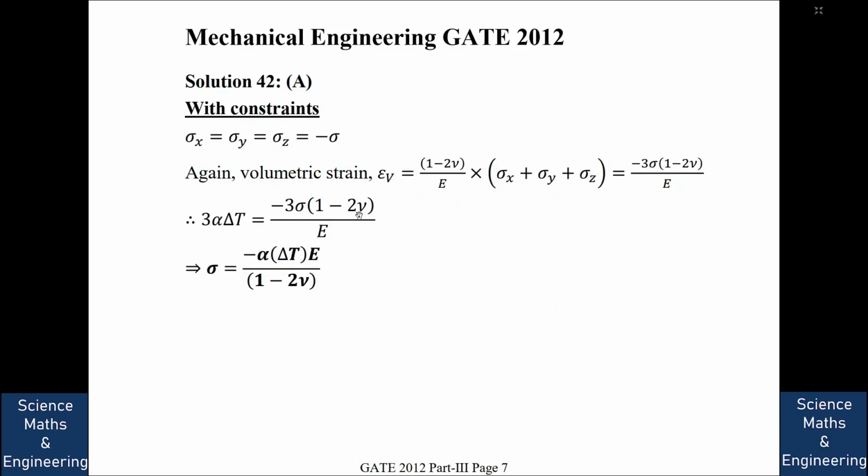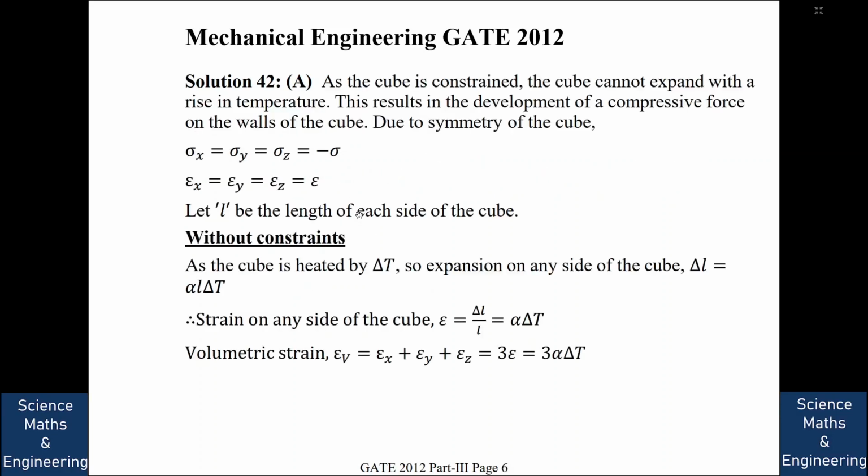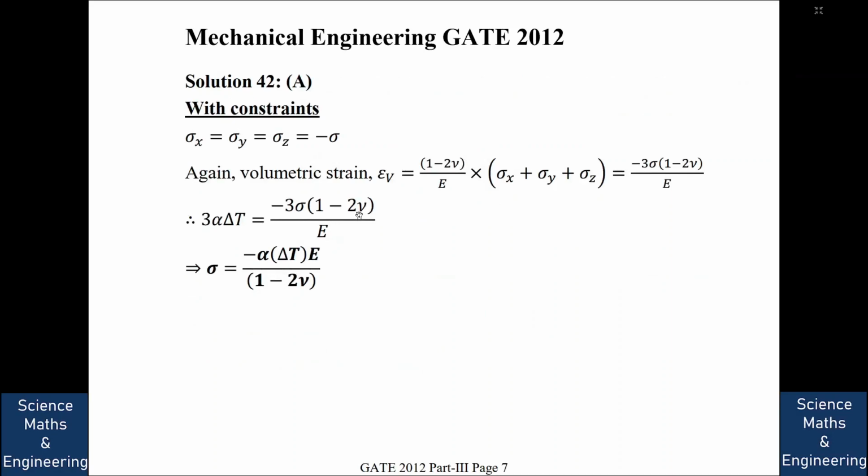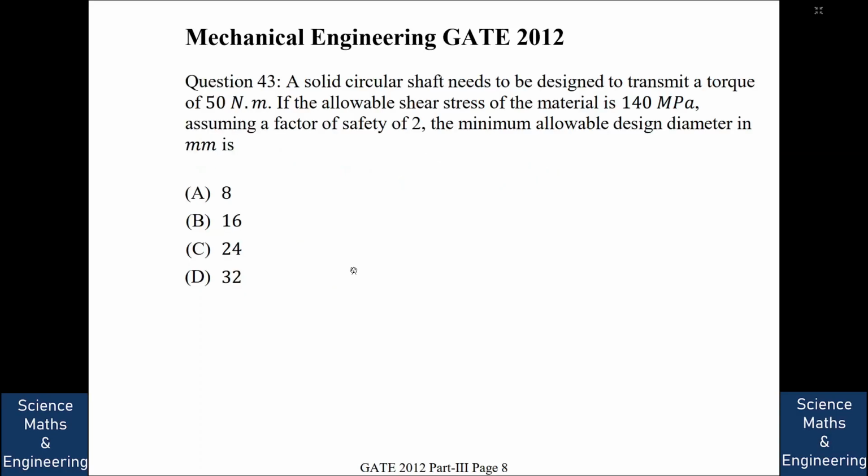Now this volumetric strain and this volumetric strain, these are equal. So from here we get 3 alpha delta T is equal to minus 3 sigma (1 minus 2 nu) by E. So we have sigma is equal to minus alpha into delta T into E divided by (1 minus 2 nu). Okay. So we'll go to the next question.